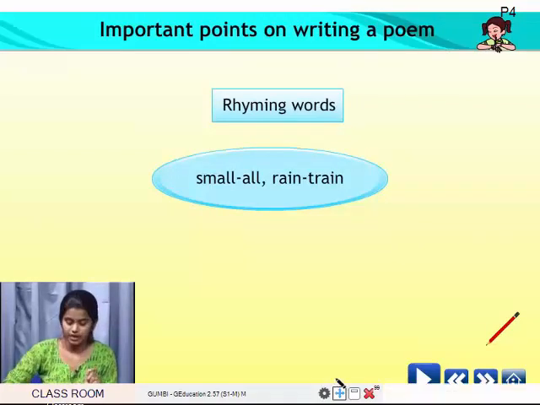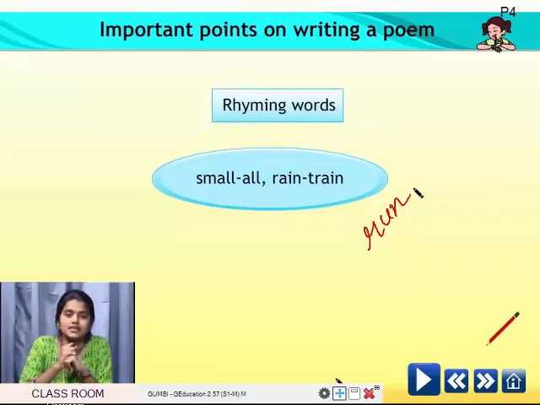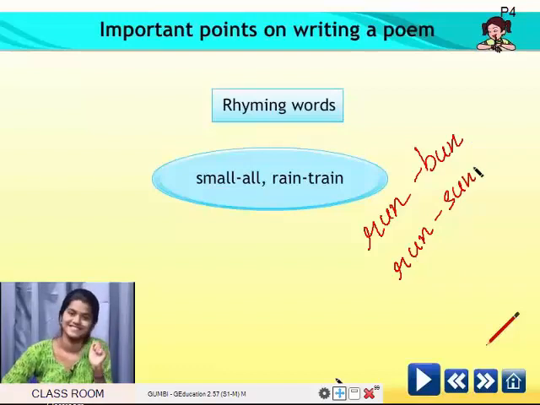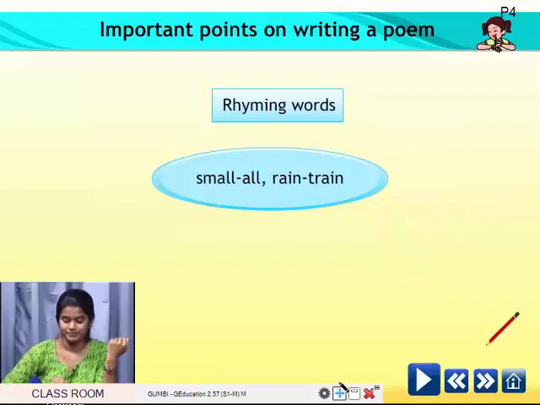So now I'll give you a word. You have to give me a rhyming word for that. Okay? Run. Can you think of a rhyming word? Same sound it must have. Very good, bun. You can think of other words also. Sun. Is it correct? Yes. So run, bun, sun, all are rhyming words because they have the same ending sound.